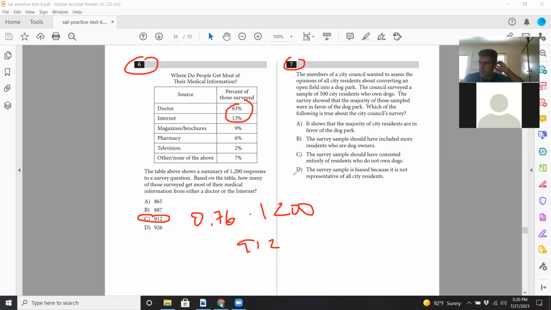If you look at number 7, what are they talking about for that one? They say the members of a city council want to assess opinions of all city residents about converting an open field into a dog park. The council surveyed a sample of 500 city residents who own dogs. The survey showed that the majority of those sampled were in favor of the dog park. Which of the following is true about the city council's survey?